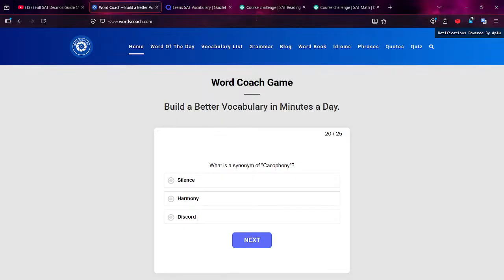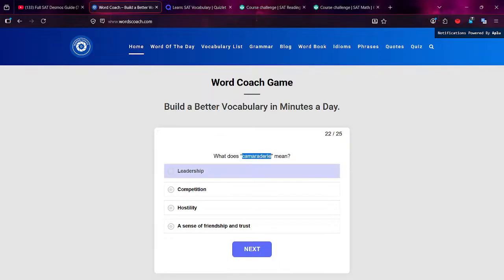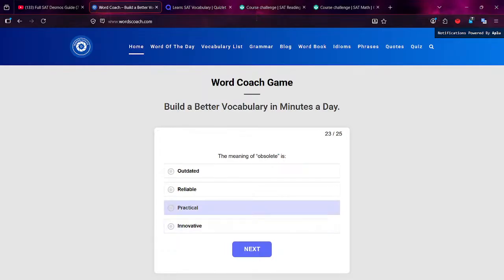Yeah, okay. What is a synonym of cacophony? I mean, cacophony means like loud noise, I guess. So, yeah, discord. What is a synonym of shout? A synonym of shout is going to be yell. Camaraderie, that means camaraderie sort of means some people that are coming together and having friendship type of thing. Sense of friendship and trust, yeah. Obsolete.